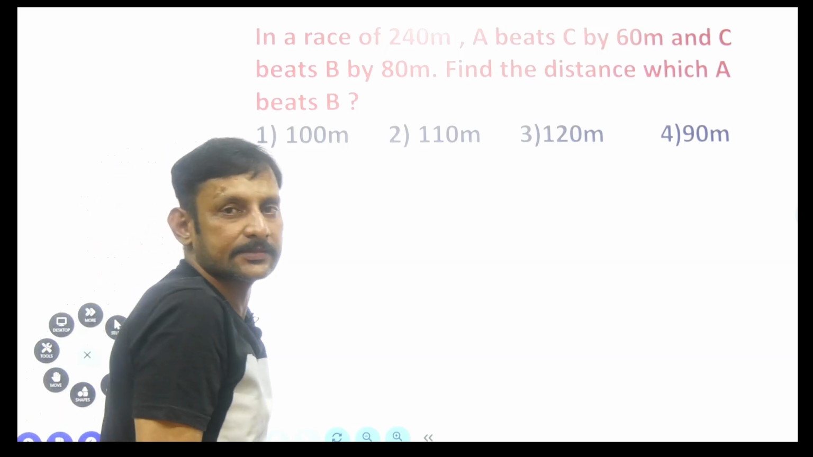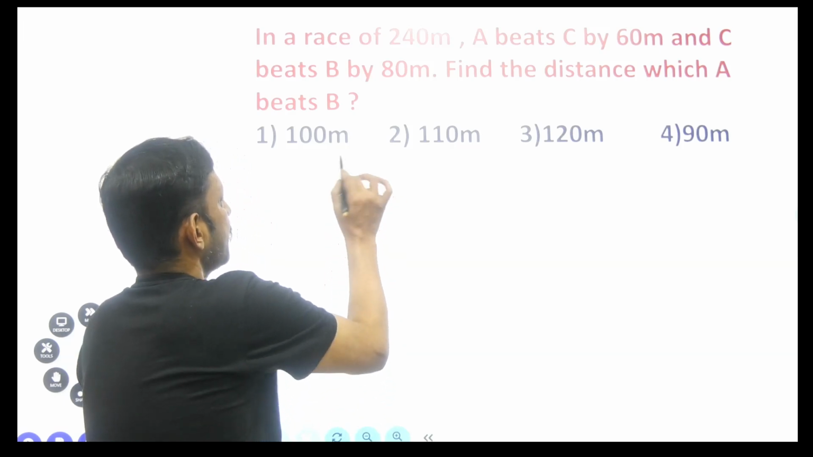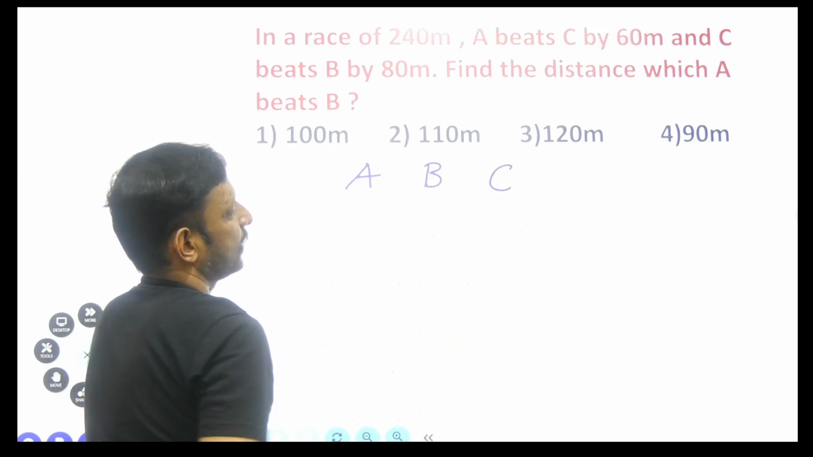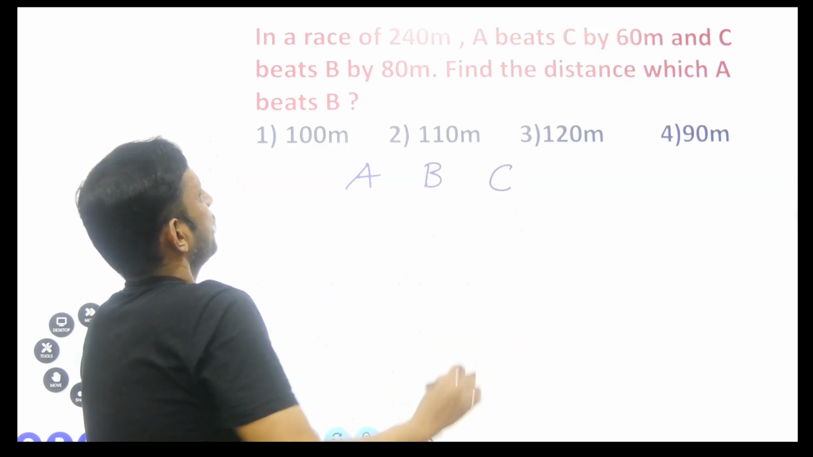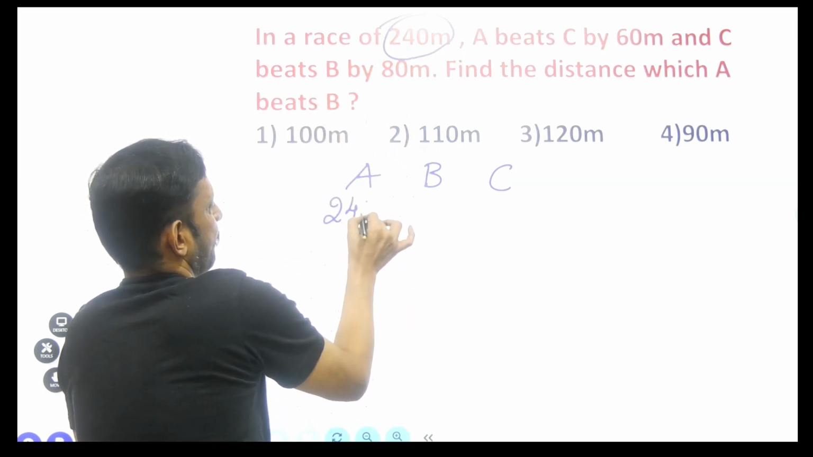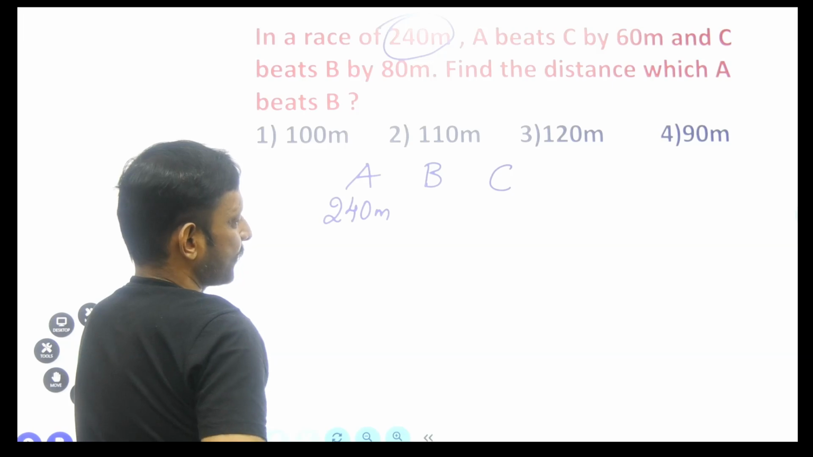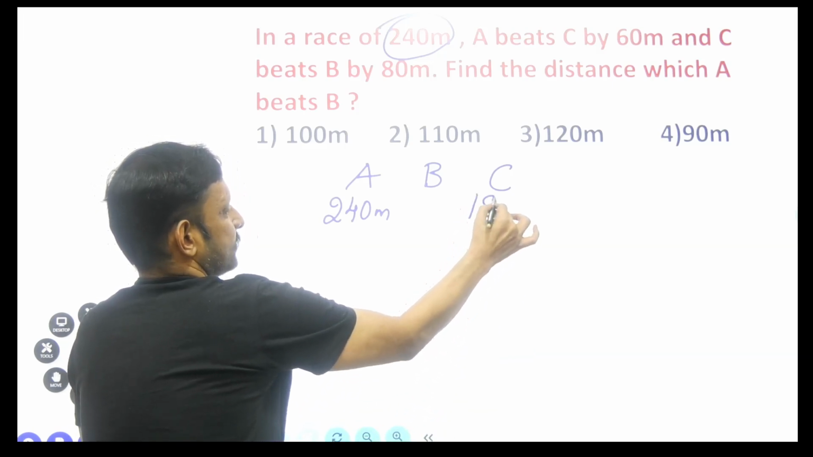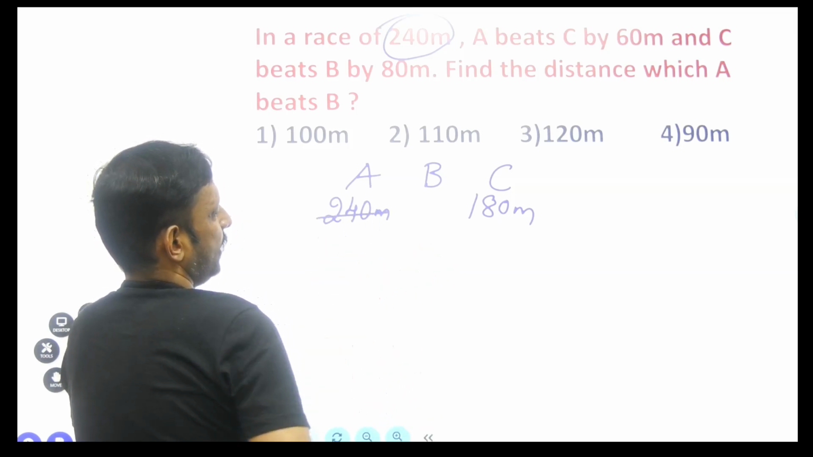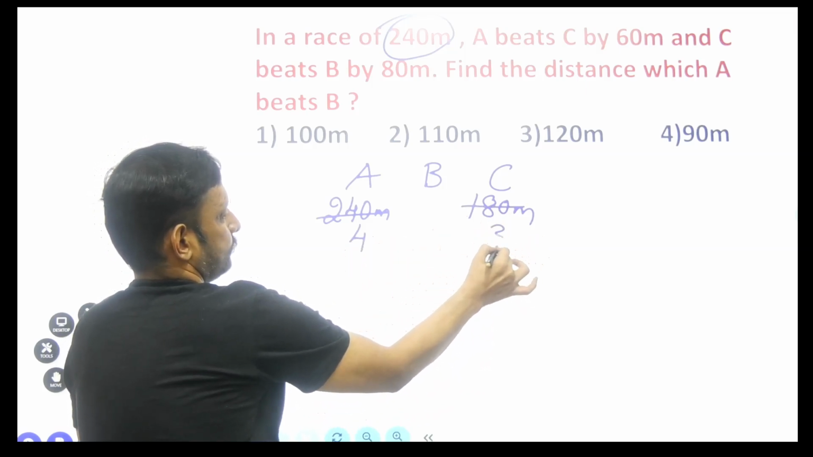Except 1 or 2 questions in the races, all the remaining questions we can solve only with ratios. Comparison method. Ratio is nothing but comparison. There are 3 persons A, B, C. In a race of 240 meters, A beats C. That means A completed 240 meters, and beats C by 60. So you have to subtract that 60. The remaining distance left is 180. What is the ratio? 240 and 180 are multiples of 60, 4 and 3.